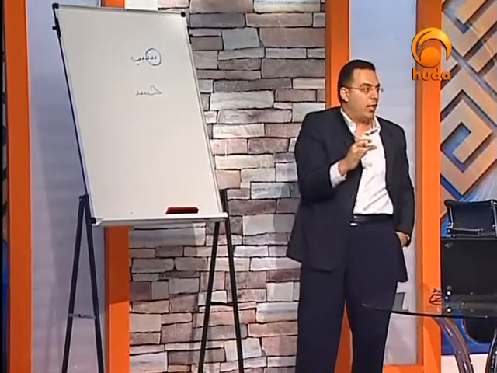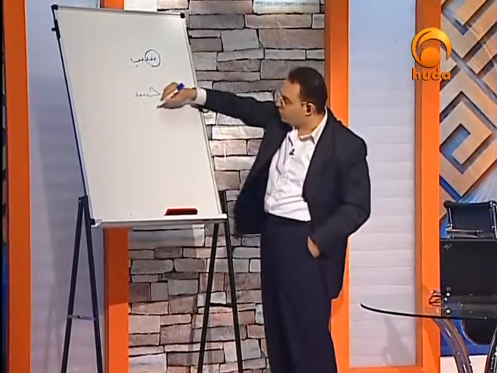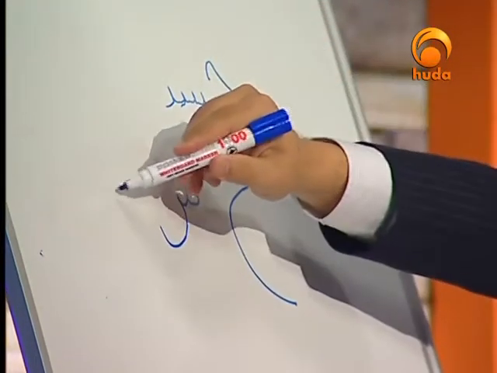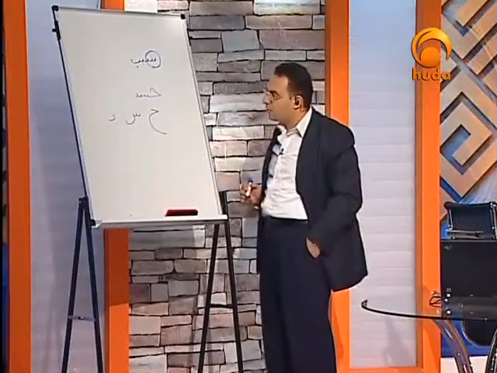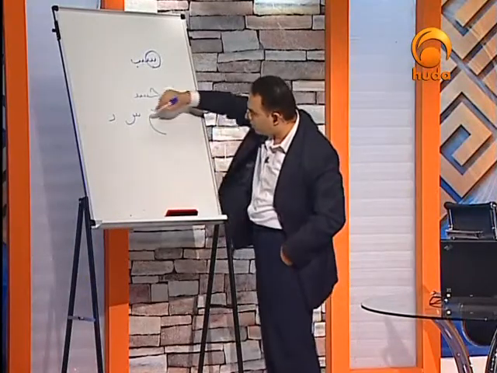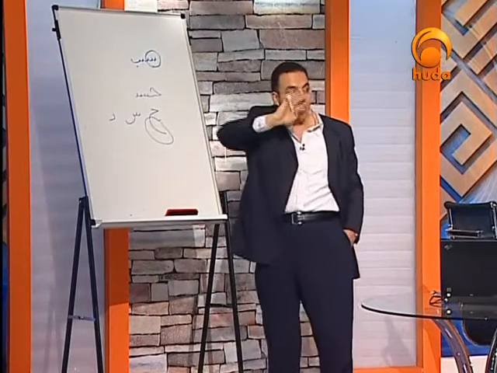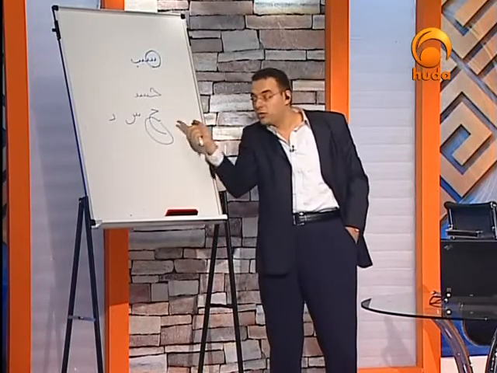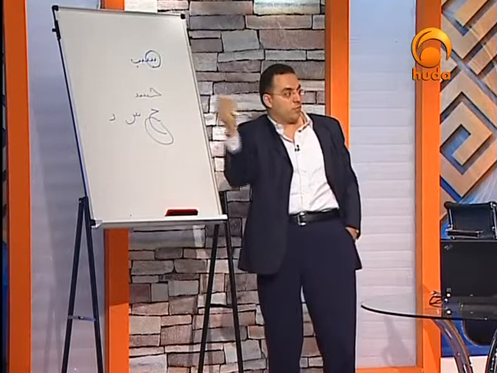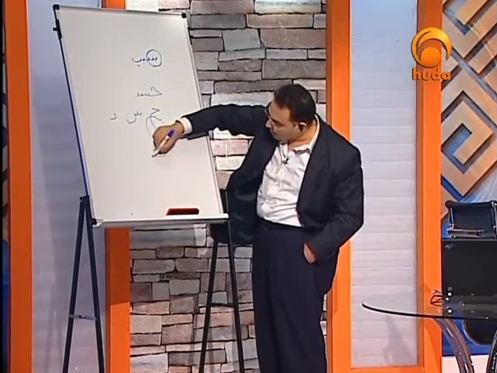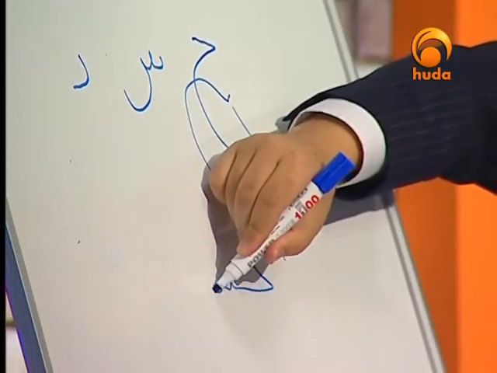How many letters do we have in hasad? 3. The first one here is ha, the second one is sa, and the third one is da. So I connect all of them. Again, here we have a tail for ha, but we don't write that in initial position. We just write the tail when it comes in the final position. Okay? So let me just write that here again. Ha, sa, and then da. Here is that.